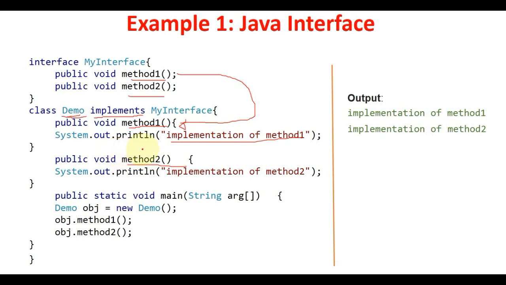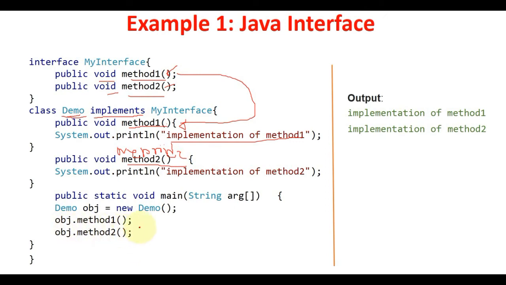As we know, in overriding we cannot change the return type and we cannot change the argument type. Here method1 has a return type of void and zero arguments, and the implementation does the same. Method2 also has a return type of void with zero arguments, and its implementation does as well. So it is actually called override. The Demo class is overriding all those methods in the interface.